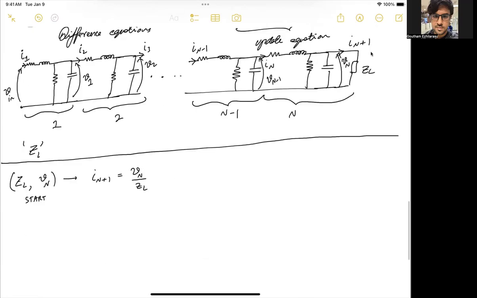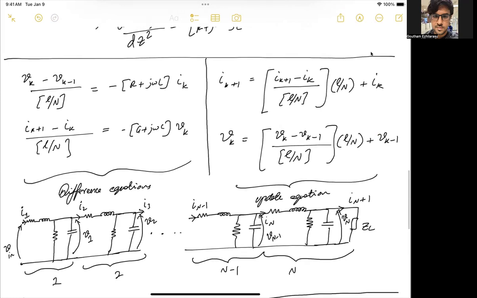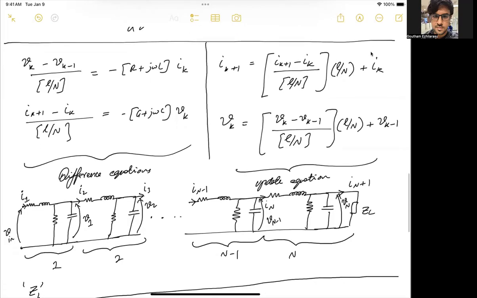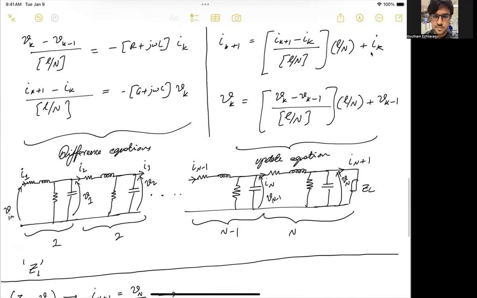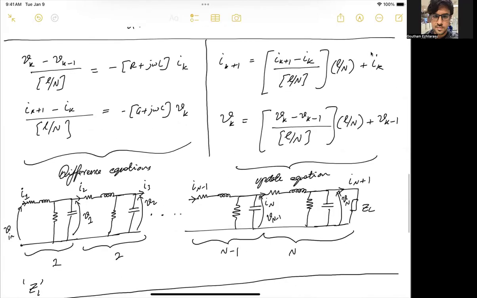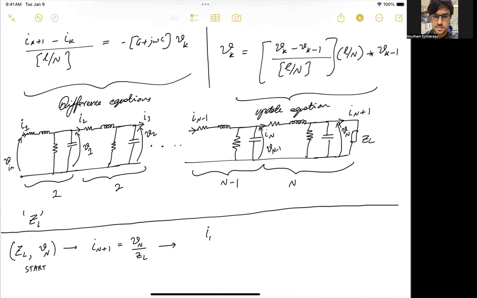And now what we can do is, using I N plus 1 and V N, we can calculate the slope. So (I N plus 1 minus I N) over (L over N) is basically given by minus (G plus j omega C) times V N. So by substituting V N here, we can calculate what is the slope.